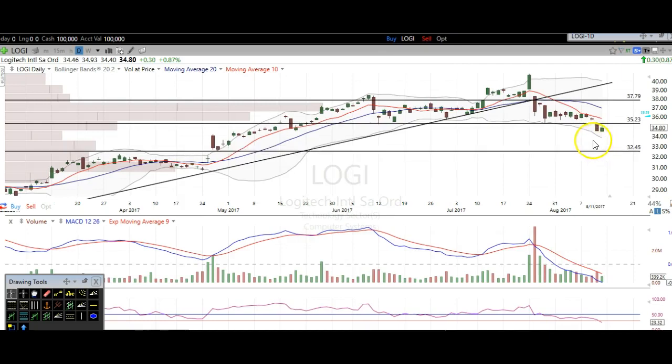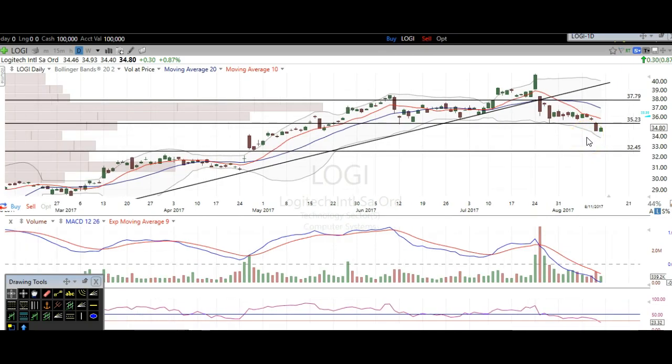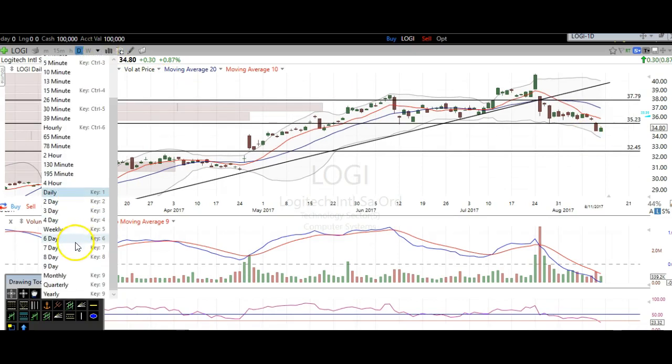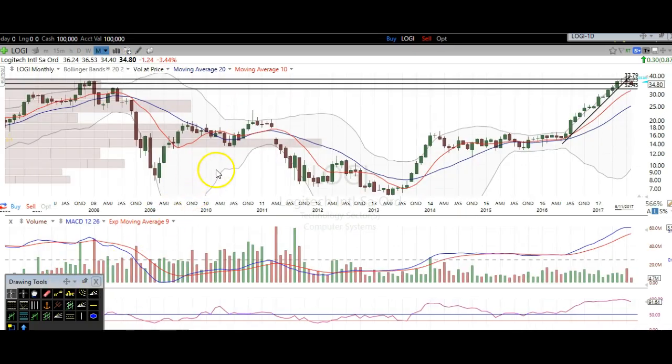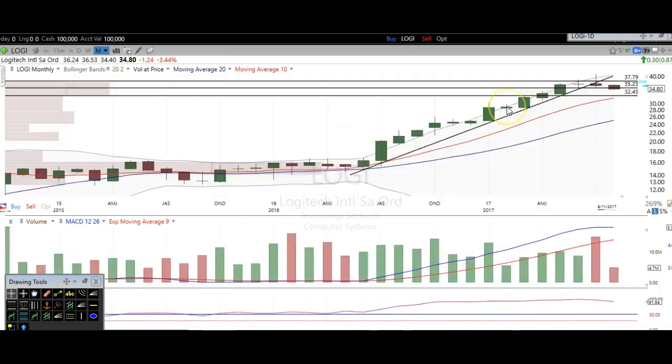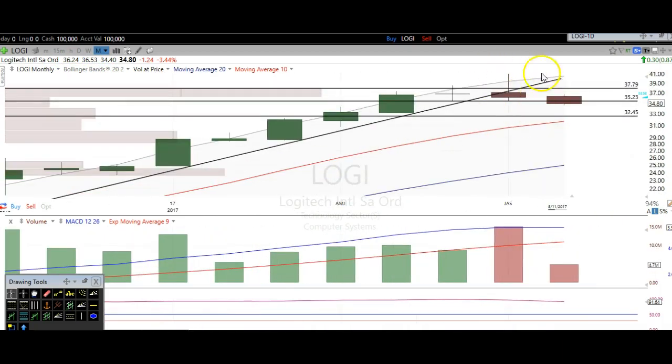The next one we're going to be covering is Logi. And on Logi, we've got a big level here. First of all, I want to point out the monthly chart. These are the previous all-time highs back here from 2007, 2008, right here. And look at where we got rejected right here at those highs, about $38. You can see the monthly chart broke over that level, and then we had this rejection candle right here.